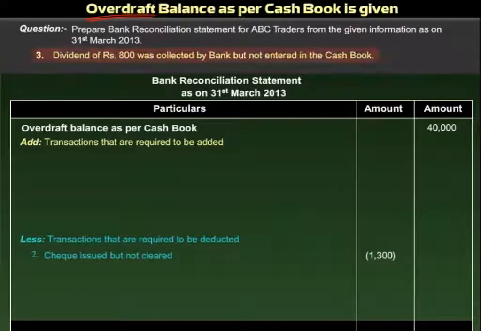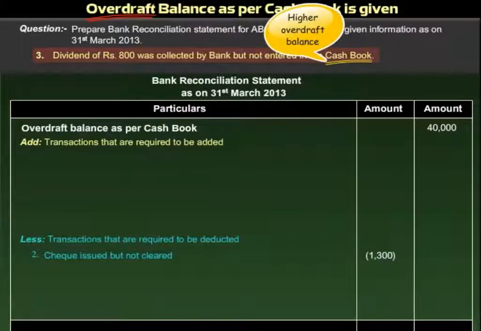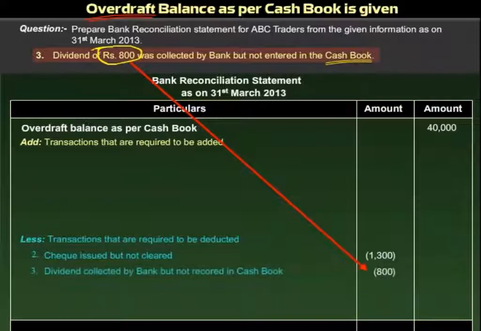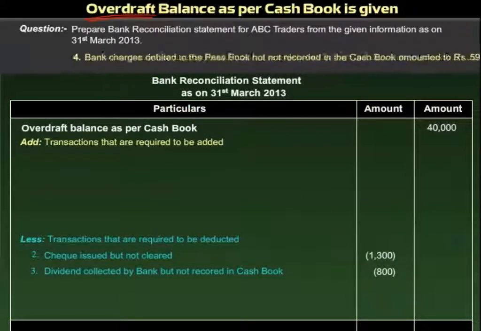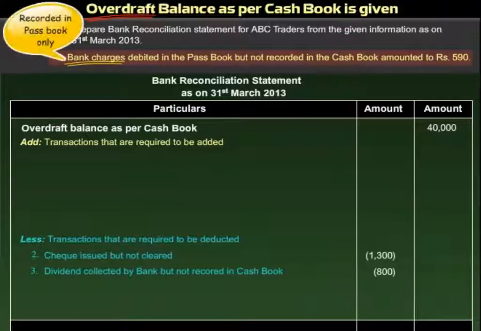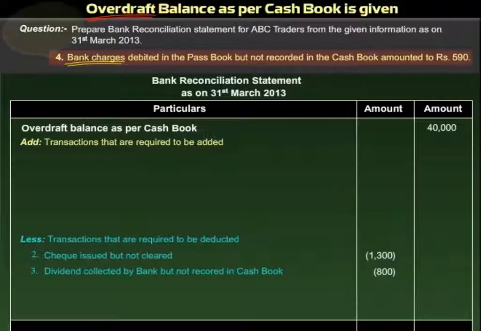Proceeding towards the next point. Here, cash book shows a higher overdraft balance as dividend collected by the bank is not recorded in the cash book. Thus, it will be deducted like this. Now, in the fourth point, overdraft balance as per cash book stands reduced because bank charges are debited by the bank and recorded in the passbook only. It means that we are required to increase the overdraft balance.